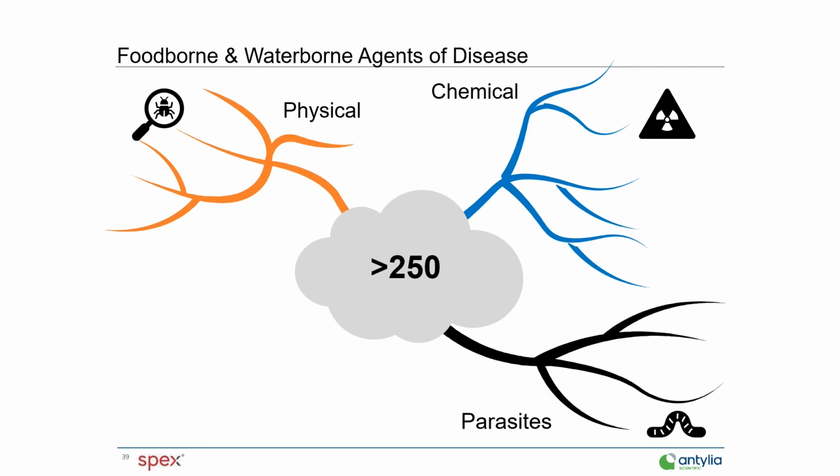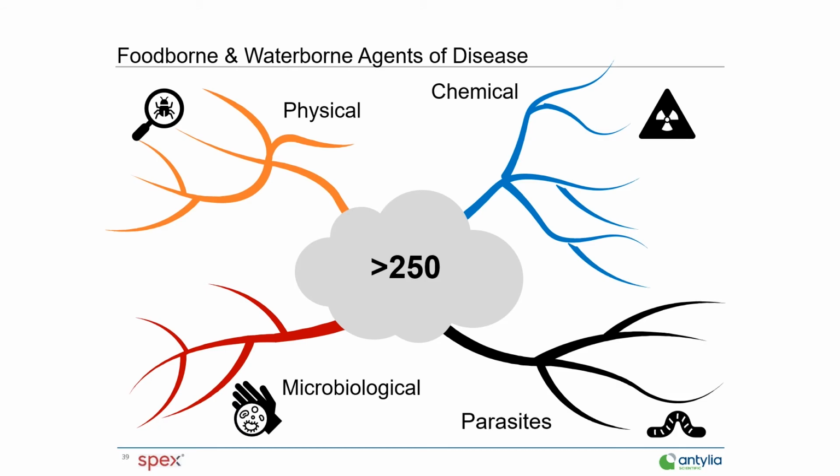Then you have parasites. These are worms and nematodes and other types of organisms that enter the food or the water and infect human beings. And then you have your microbiological contamination, your bacteria, your viruses, and your molds.